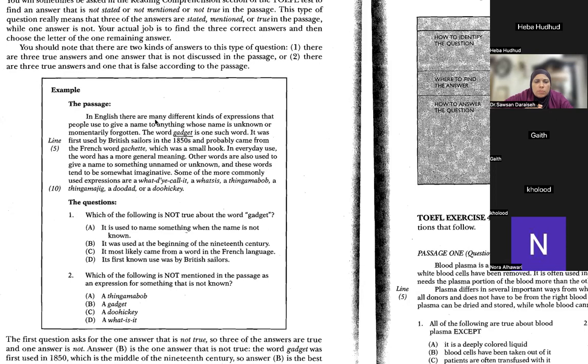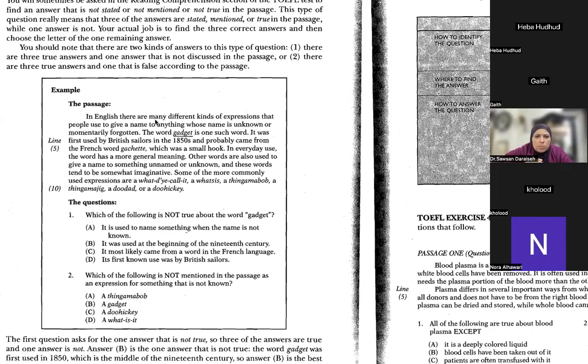It's true, this sentence. It was used at the beginning of the 19th century. It's wrong because 1950, meaning the mid 19th century, the middle and not the beginning. 50 is the middle, guys. So yeah, I agree with you. It most likely came from a word in the French language. Correct, yeah. It came from the word gadget with cachette, whatever it's called, yeah.